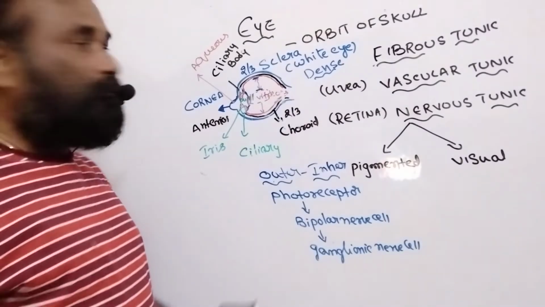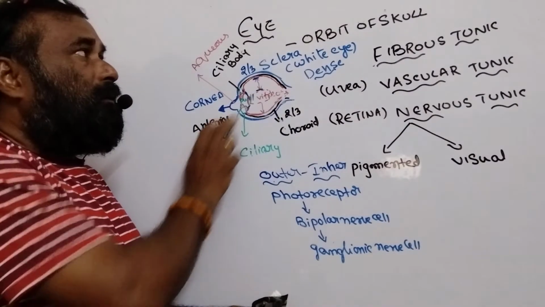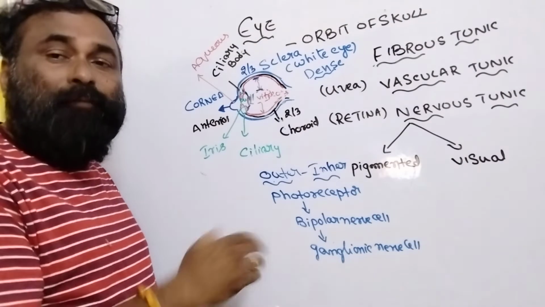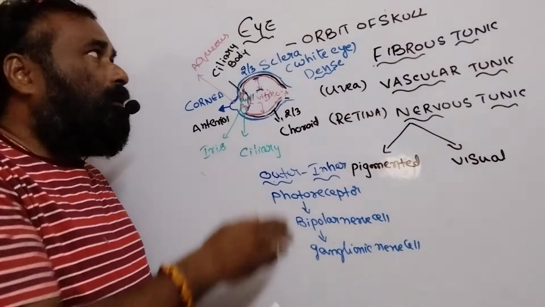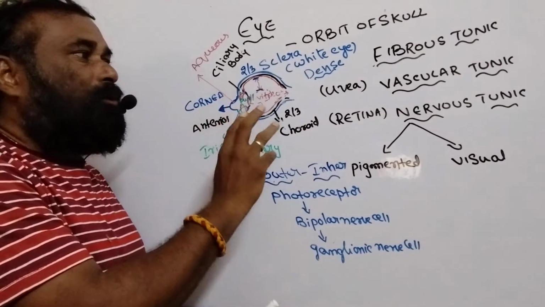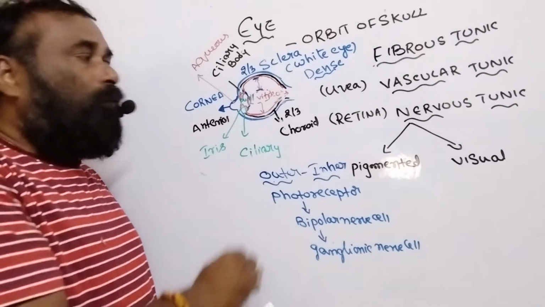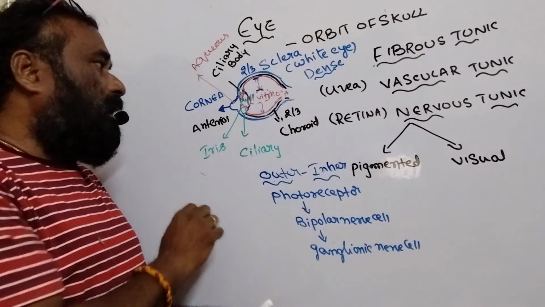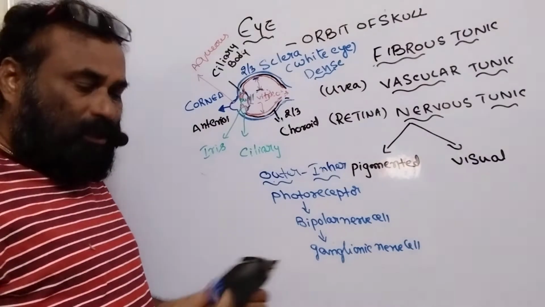So what I completed, I go for recap. The eye is located in the orbit of the skull. How many portions are located in the eyeball? They are fibrous tunic, vascular tunic, and nervous tunic from outer to inner. The fibrous tunic contains the parts sclera and cornea. Cornea is anterior, sclera is posterior.